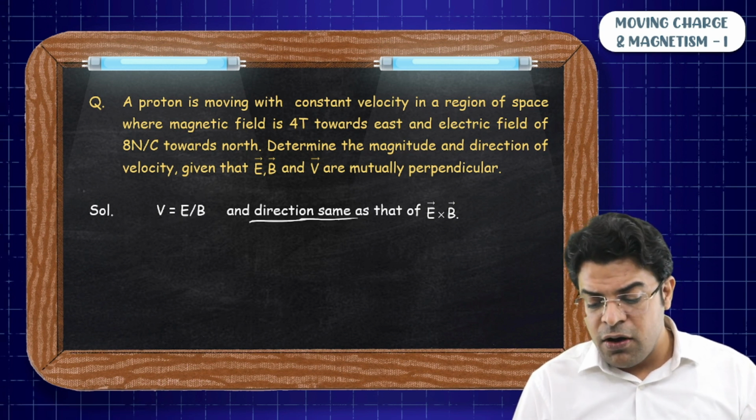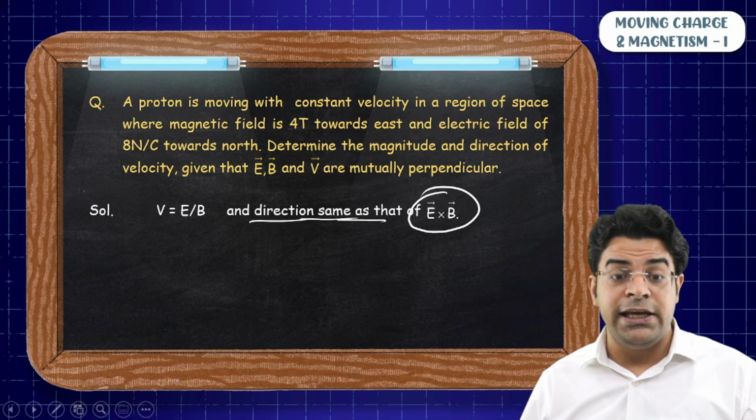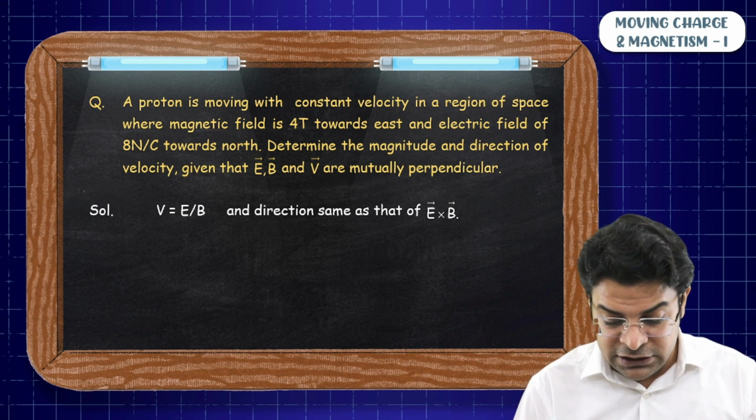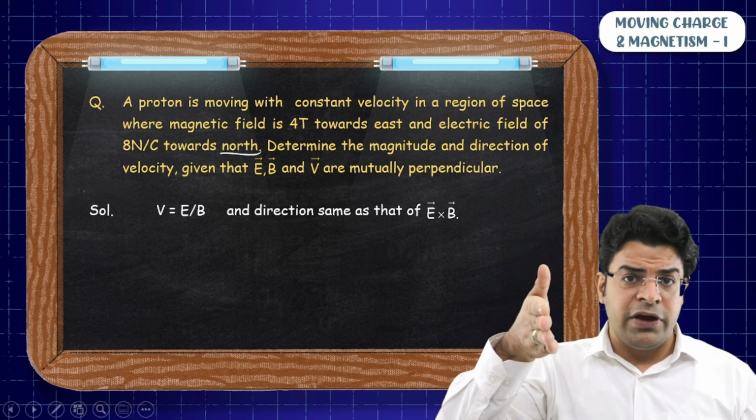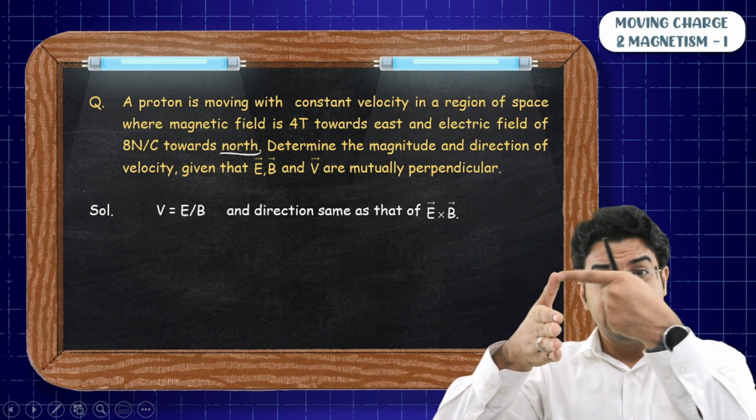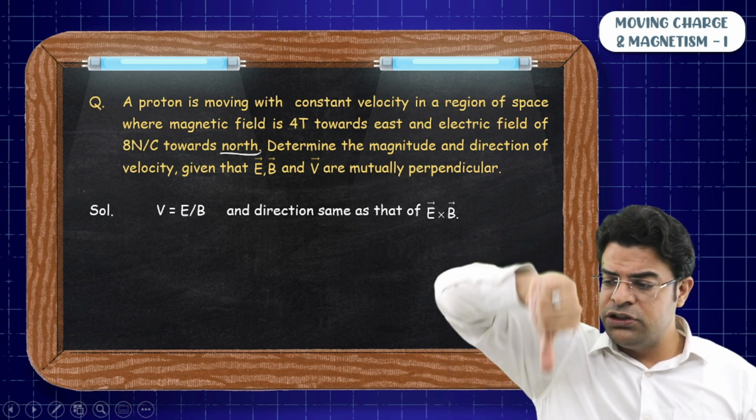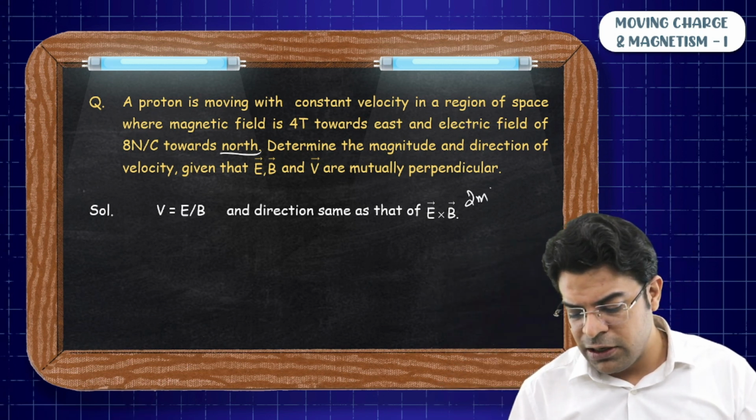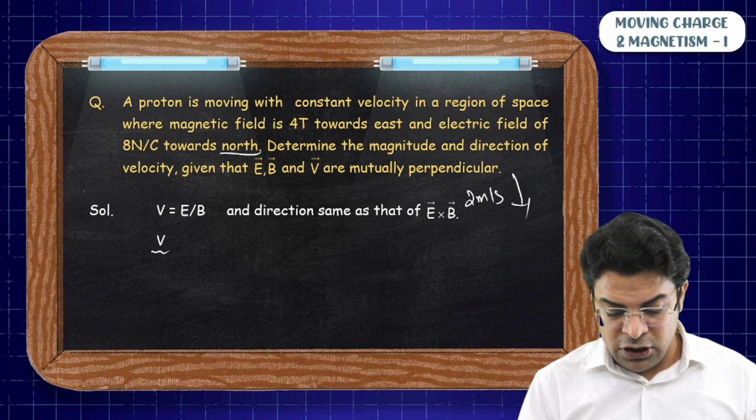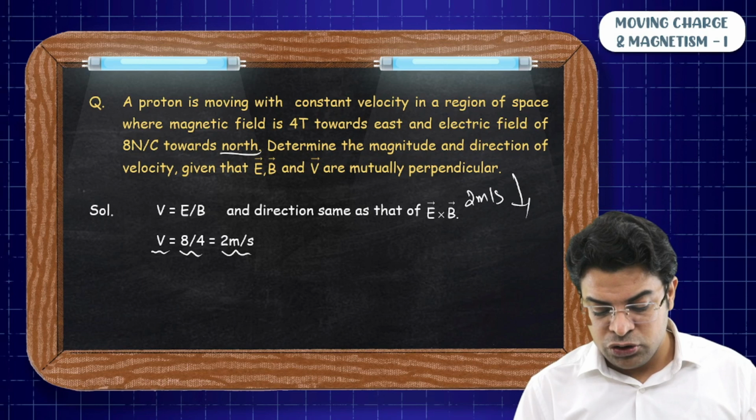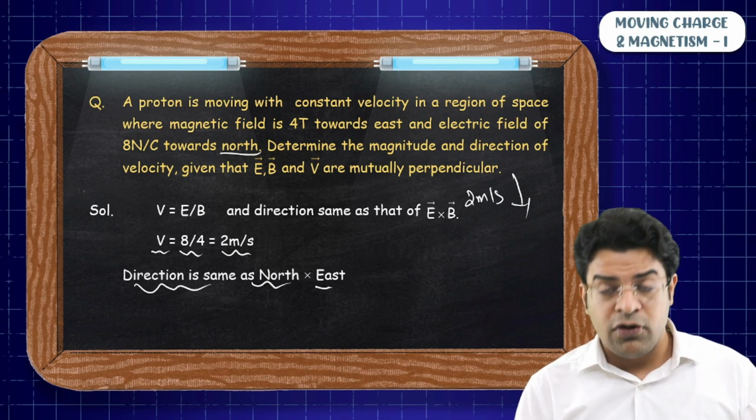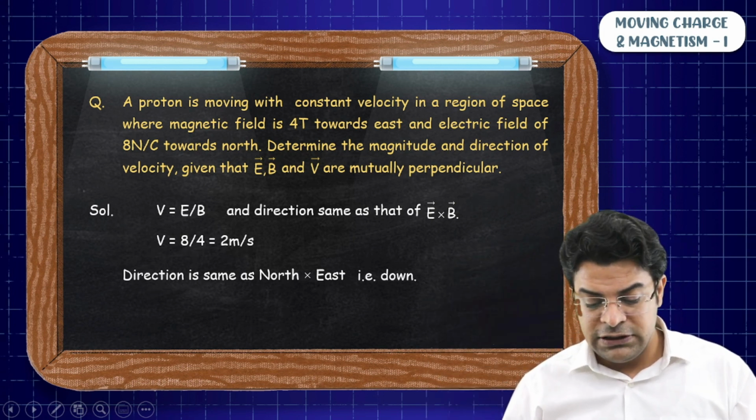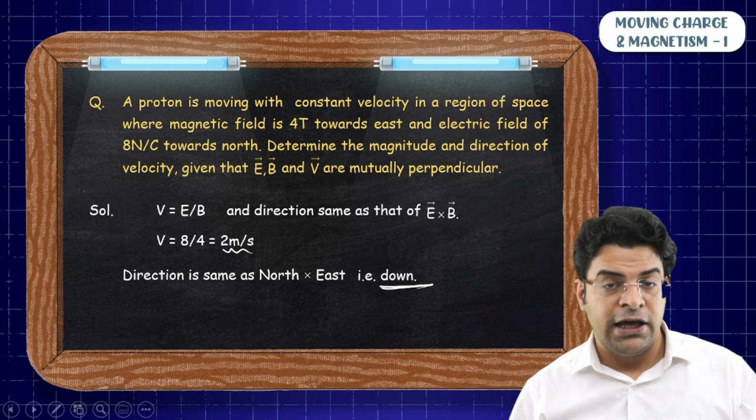And the direction of velocity has to be the same as the direction of E cross B. So align the fingers of your right hand in the direction of electric field. The electric field is given towards north. And then curl the fingers in the direction of magnetic field. The magnetic field is given towards east. When you do this, your thumb points downward. So the charged particle must move with a velocity of 2 meter per second downwards. So the velocity of the charged particle has to be 8 by 4, that is 2 meter per second, and the direction is the same as that of north cross east. North cross east gives you downward. So hence you will say that the velocity has to be 2 meter per second in downward direction.